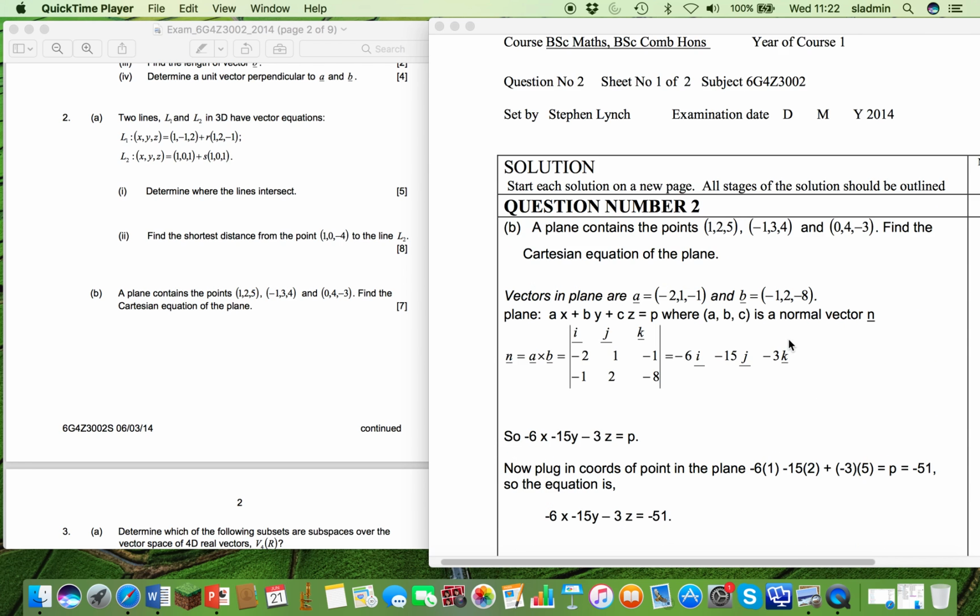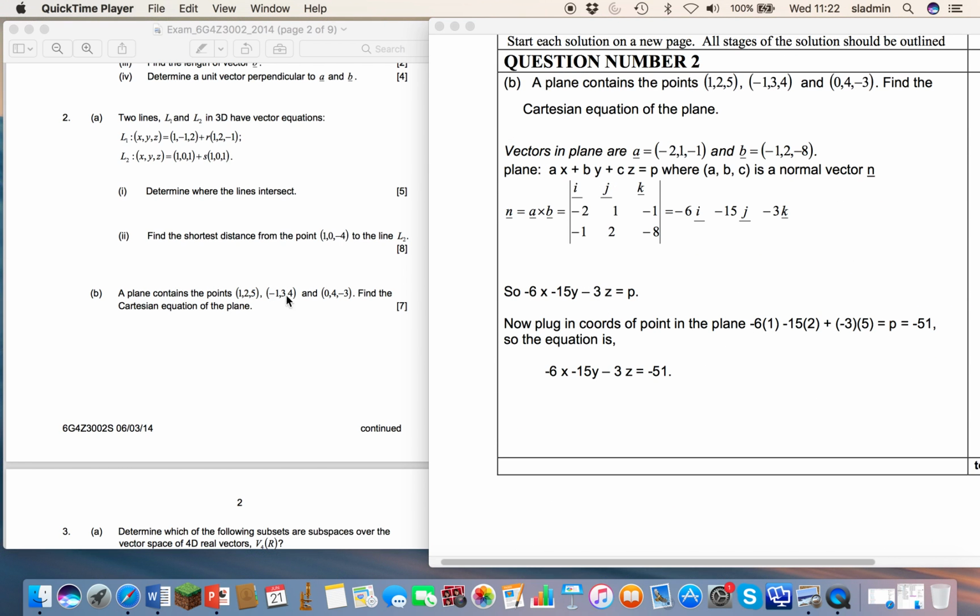And then for 2 part B, we have these 3 points, and we want to know the equation of the plane containing those 3 points. So using these 3 points, we can find 2 vectors in the plane. So for example, A is equal to this vector, (-2, 1, -1). So this vector minus this vector gives us A. And then this vector minus this vector gives us the vector B. So these are now 2 vectors lying in the plane.